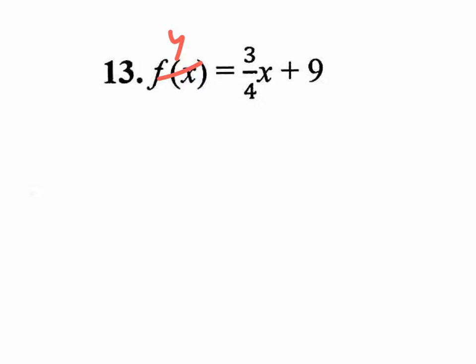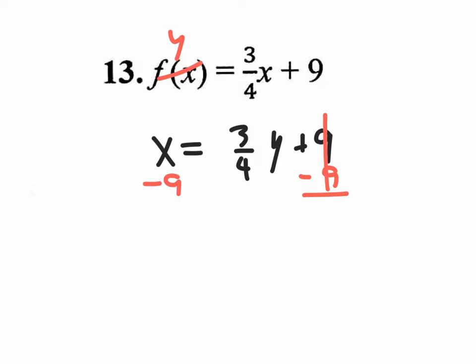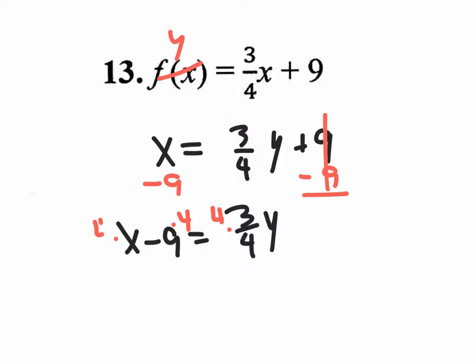So I'm really going to have X equals 3/4 Y plus 9. And now I'm going to solve for Y. So how do I start getting Y by itself? I could easily get rid of the plus 9 by subtracting 9 and subtracting 9. So I'll have X minus 9 equals 3/4 Y. Now if I want to get rid of the 3/4, I could multiply everything by 4/3 to get rid of all of the 3/4 at once. Or I could just simply multiply everything by 4 to get rid of the fraction.